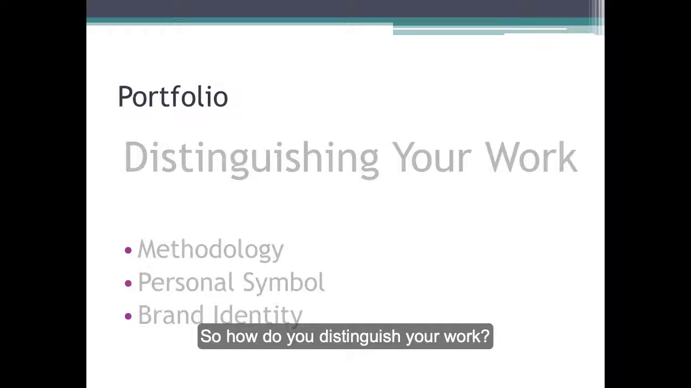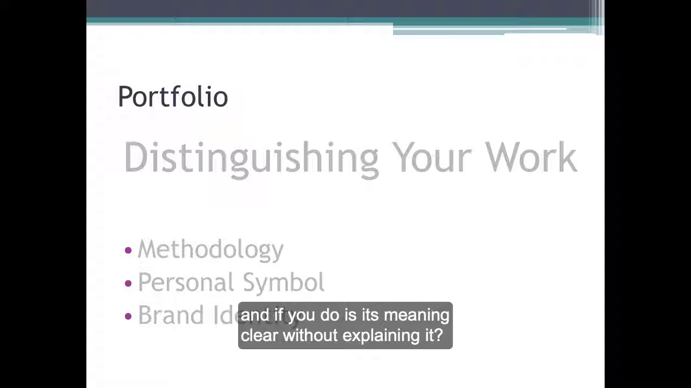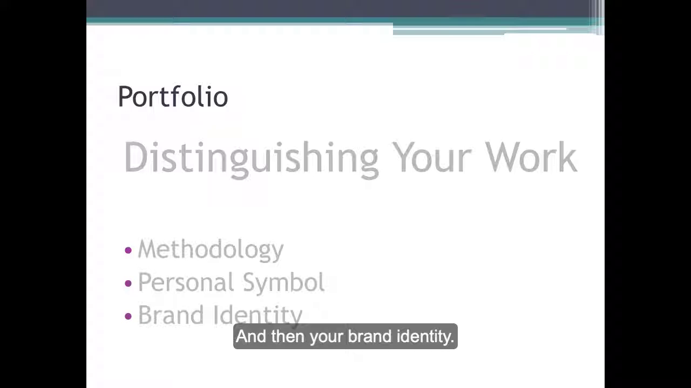So how do you distinguish your work? Is there something distinctive about your design methodology? Do you really need that personal symbol? And if you do, is its meaning clear without explaining it? And then your brand identity. Simple. Simple is best. So that's how we can start thinking about distinguishing ourselves.